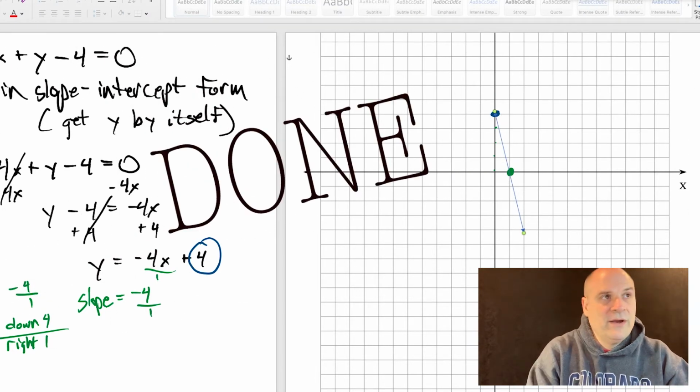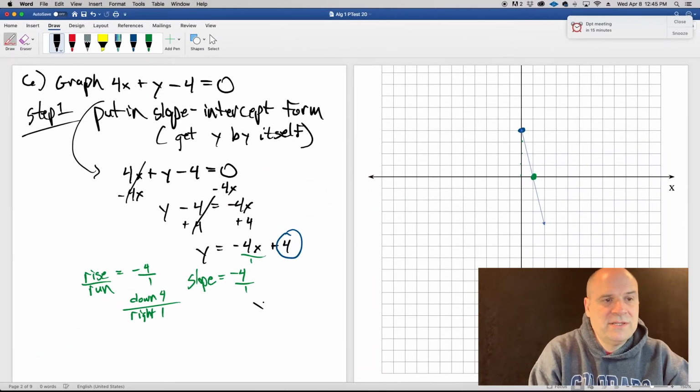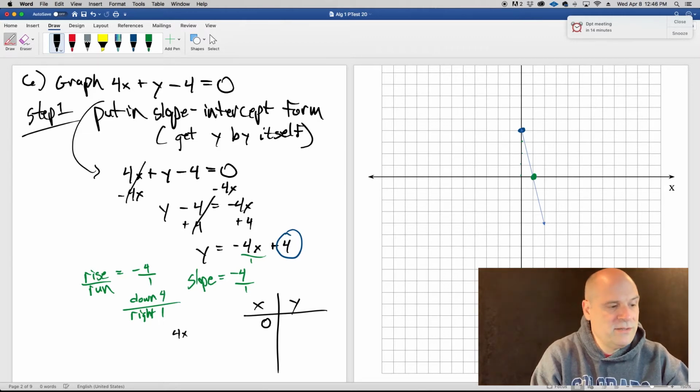Good job. All right, the other way to do it is just to pick some XY values. And you can do this just to be safe to make sure you're doing it right. So let's pick some X's and Y's that will work in this equation. So if you pick 0, well, what does Y equal? Well, let's write our equation here. Y equals -4x plus 4.